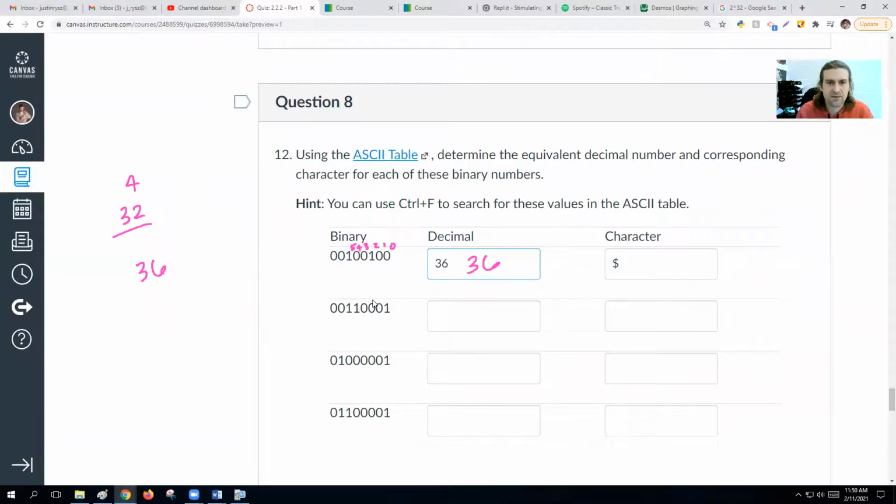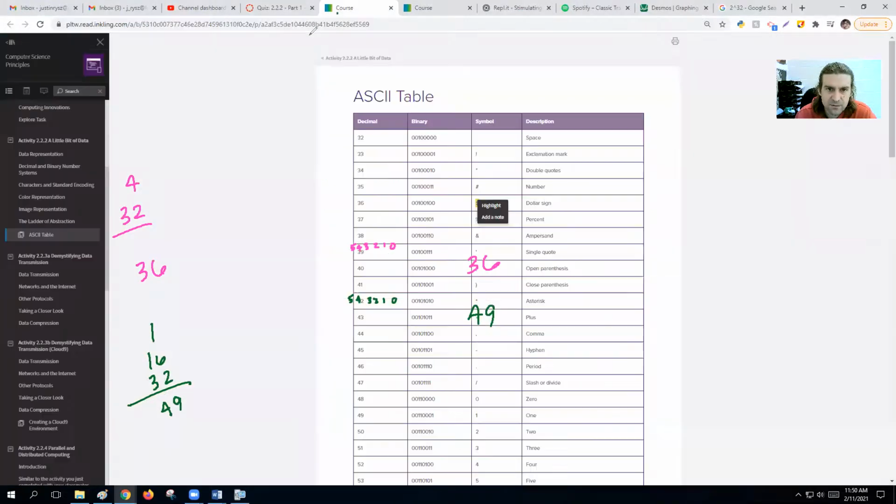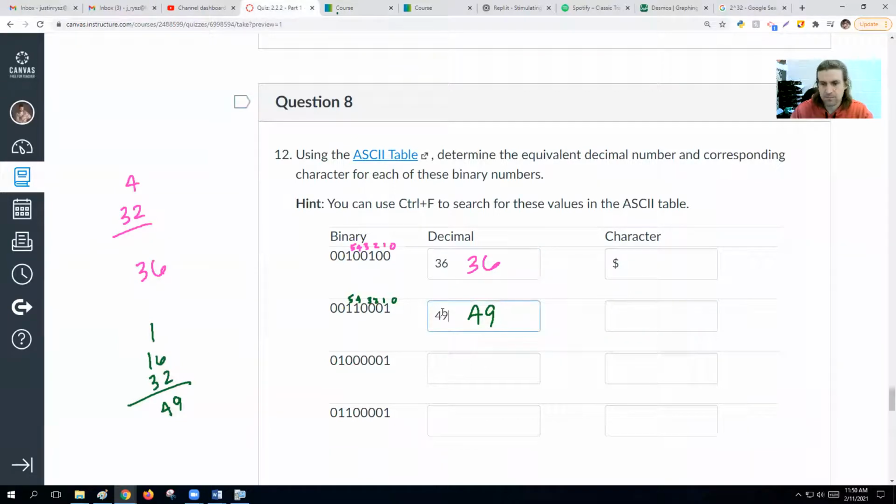All right, same thing here. The next problem, let's convert this here. We have 2 to the 0 power is 1. 1, 2, 3. We have 2 to the 4th power, which is 16, and 2 to the 5th power, which is 32. Let's add those numbers together. That's 49. That's the decimal equivalent. We look at the table here. What's 49? 49 is the number 1. So that represents the symbol 1.